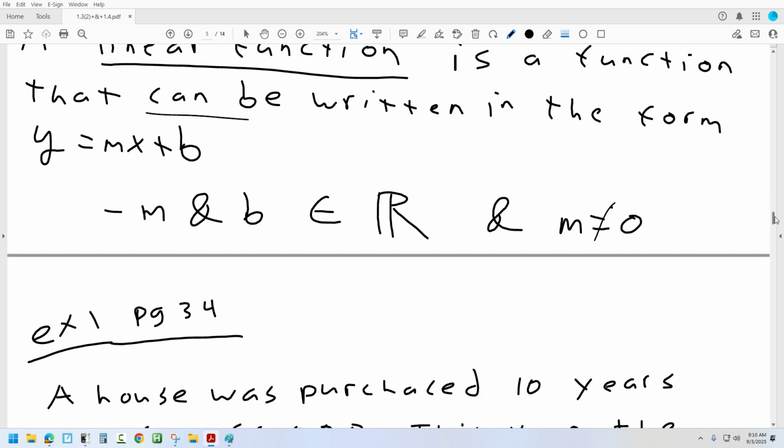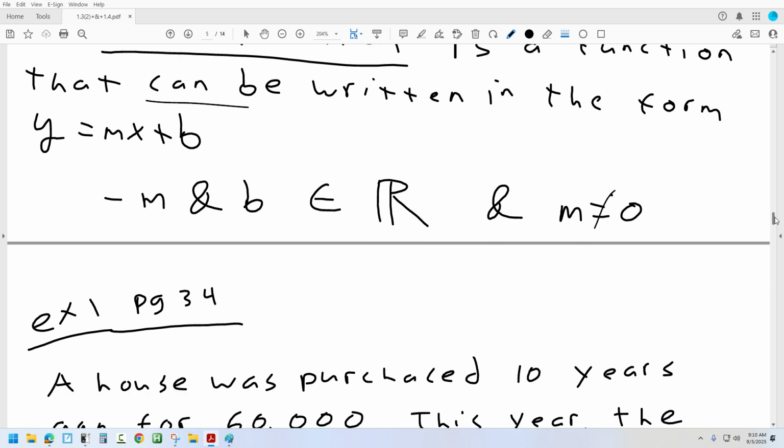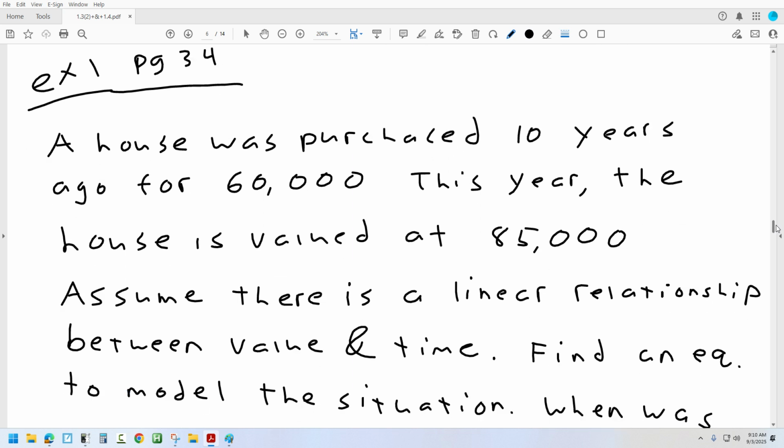Okay, so let's look at an example where we're going to be given some information and we're going to create an equation in y equals mx plus b. So this problem says that 10 years ago, a house was purchased for $60,000. And now the house is worth $85,000. So that's 10 years later. We're going to assume that there is a linear relationship between the value of the house and time. What that means is the value has gone up exactly the same amount every year over the past 10 years. Okay, maybe it's gone up like $1,000 or $2,000. But it's gone up the same amount.